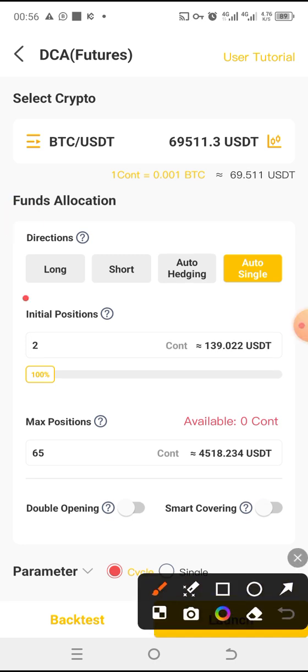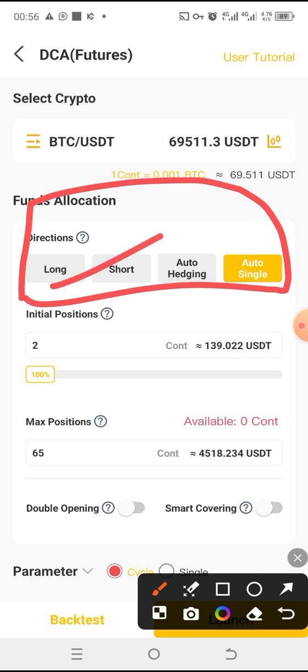So one other thing you would be seeing here is the long. That means trading that the coin will go up.